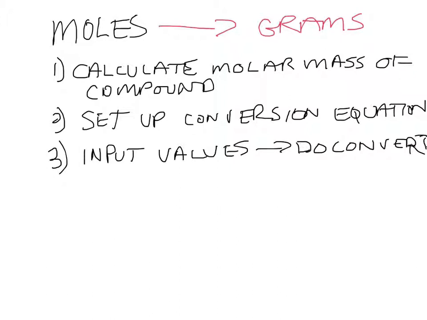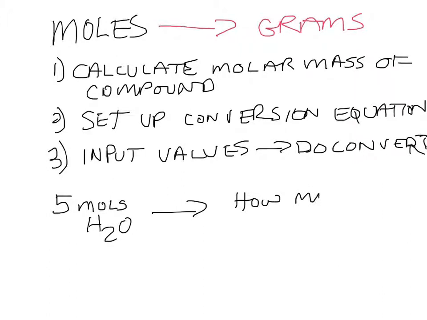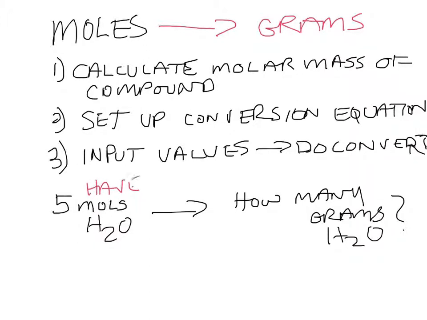So let's just do one real quick here. We're just going to go back to the water example. So let's say now I have 5 moles of H2O, and I want to know how many grams of H2O. It's basically the same process as before. So this time this is our have. 5 moles is what we have. So we're going to put that down here and say 5 moles of H2O. And again, I might always put that over 1.